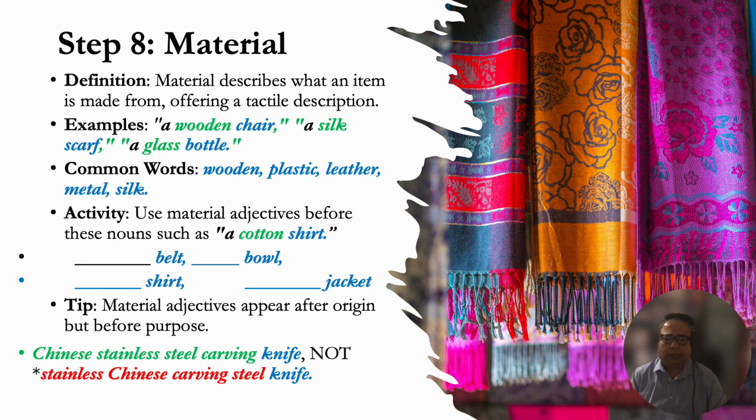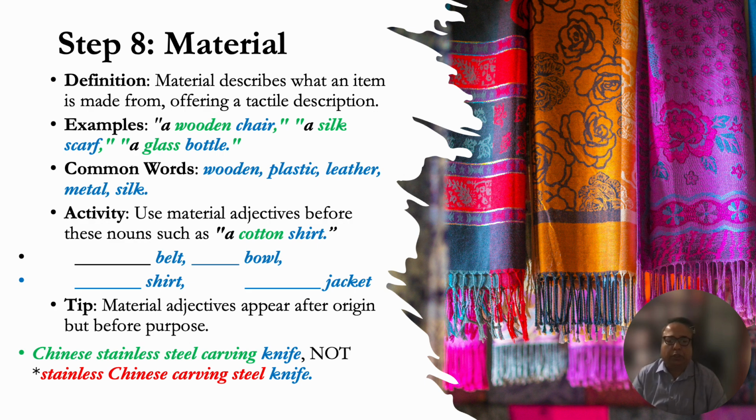Material obviously tells the reader what the item is made of, offering a tactile description, such as a chair made of wood. So it's a wooden chair, a silk scarf, a glass bottle. Some common words are wooden, plastic, leather, metal, and silk. So we say a cotton shirt. So people know when you speak to someone and you say, I bought a cotton shirt, they know that the shirt is cotton, not nylon.